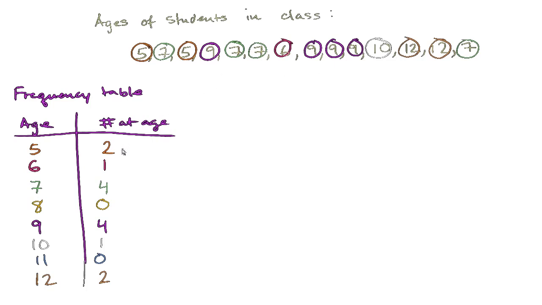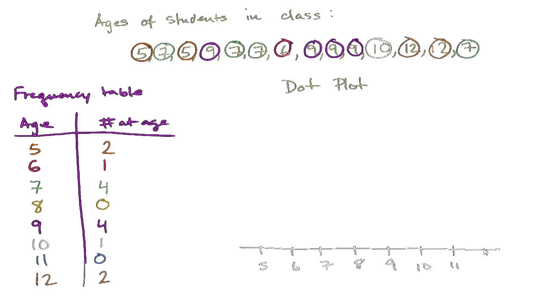Now, a way to visually look at a frequency table is a dot plot. So let me draw a dot plot right over here. In a dot plot, we essentially take the same information and think about it the same way, but we just show it visually. So in a dot plot, we have the different age groups: 5, 6, 7, 8, 9, 10, 11, and 12. And we use a dot for each student at that age.